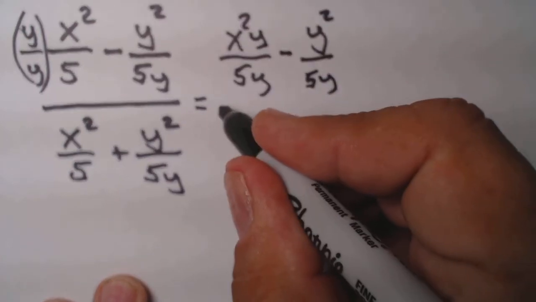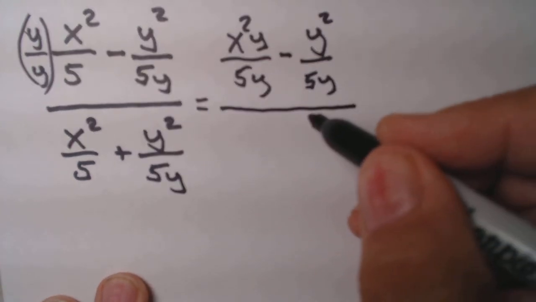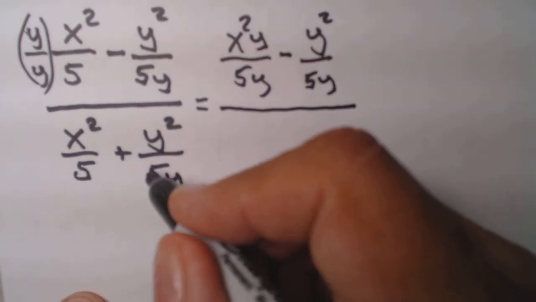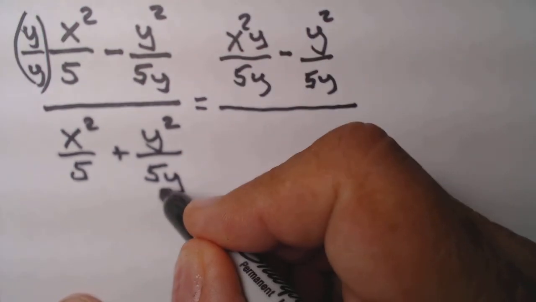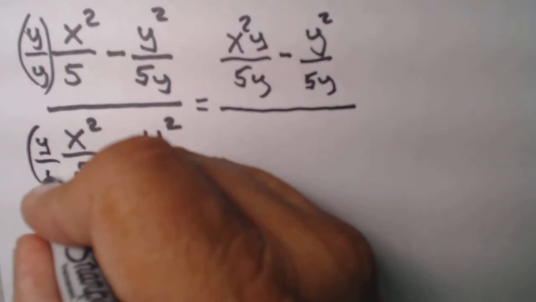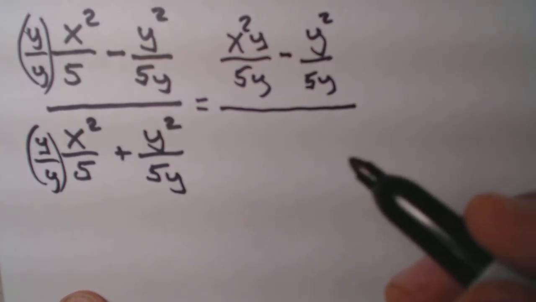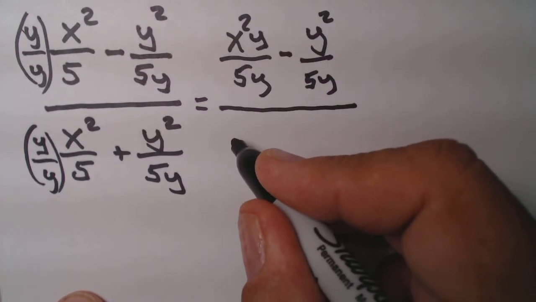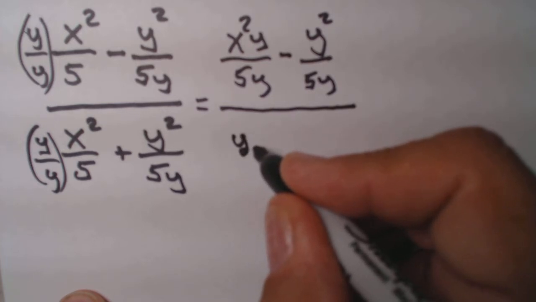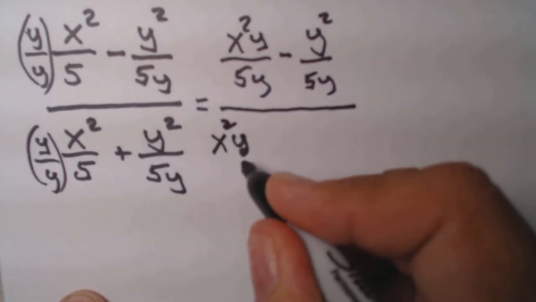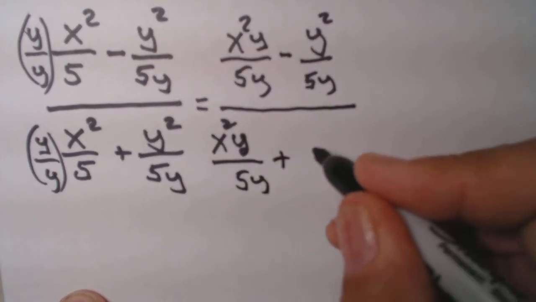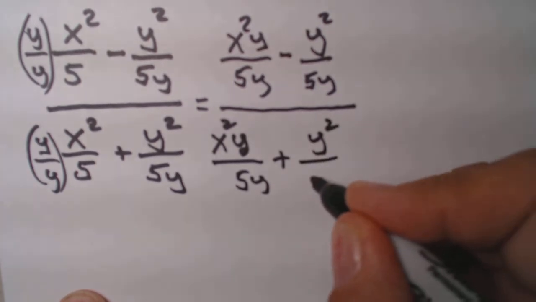Okay. Downstairs, I've got to do some cleaning up too, so let's do that as we go along. Looks about the same idea here. The LCD is 5y, so that means I've got to multiply top and bottom of this first guy by y over y. So I end up downstairs with y times x squared. I'll put the x in front, you can do it either way, over 5y plus y squared over 5y.